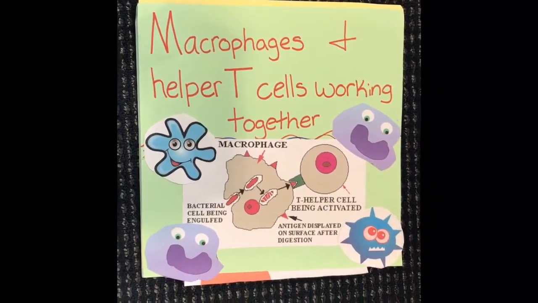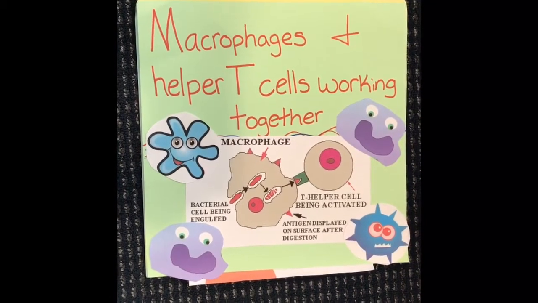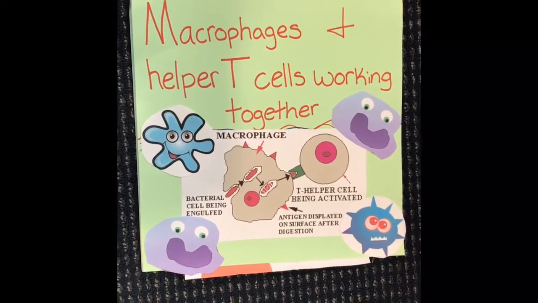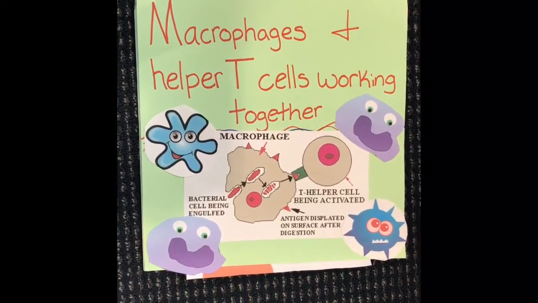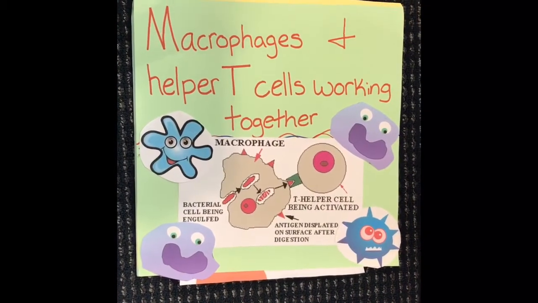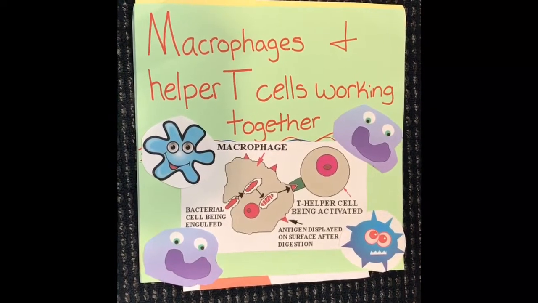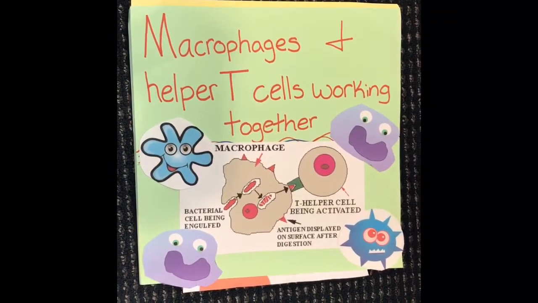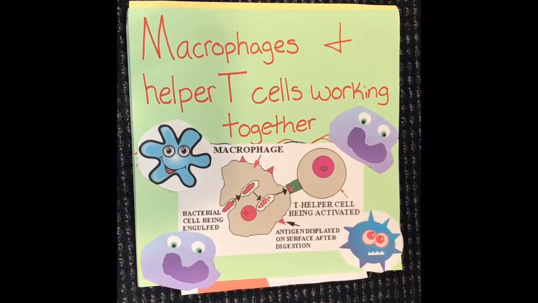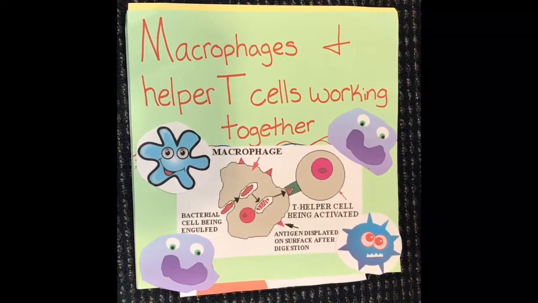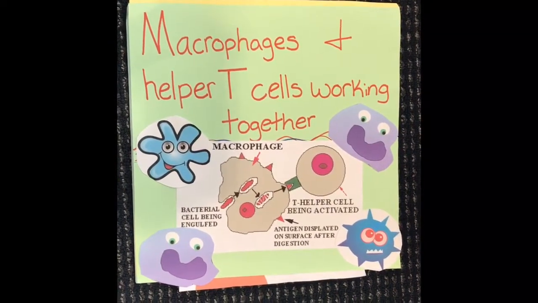Macrophages and helper T cells work together. Macrophages engulf bacteria, the antigen fuses with the membrane, and the lysosomes break up the bacteria. It adds a piece of the antigen to the receptor on a membrane surface. The macrophage sends a signal, or cytokines, to the helper T cell. The helper T cell binds to the antigen on the macrophage.